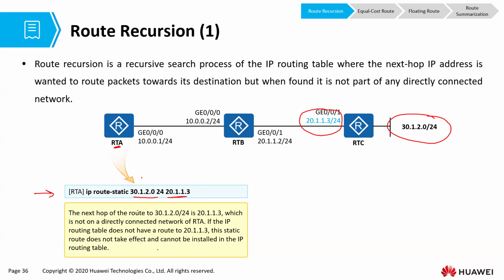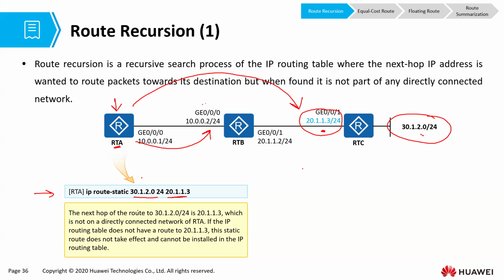But the problem is that when I leave RTA and want to reach this next network, I cannot jump directly to that next hop. I need a directly connected interface as my next hop, and it should be here. That's the problem. So route recursion is a case where we now have to have another route configured that gets us there.